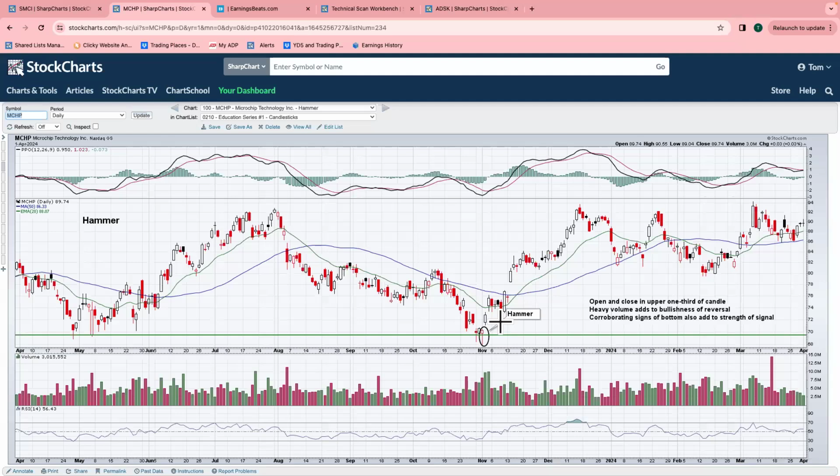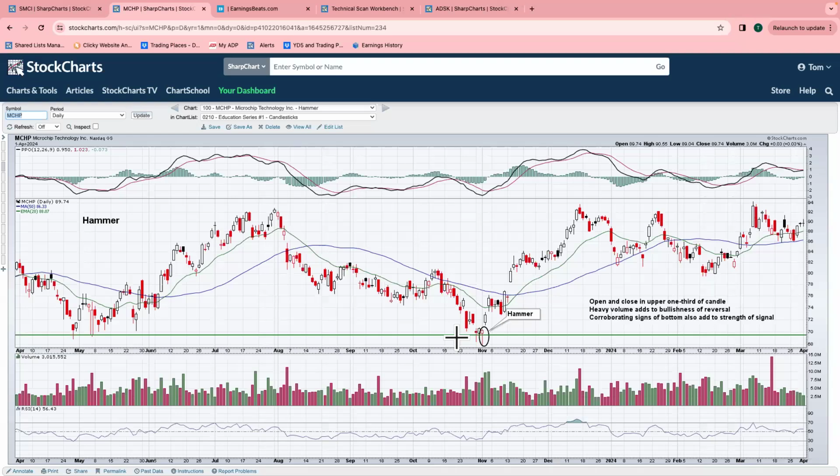The signal is the hammer itself. So what you're looking for with a hammer is, first of all, it needs to have an open and a close in the upper 1/3 of the entire candlestick. An upside down hammer, where you have a hammer at the bottom, at market tops or at charts where you see a top, sometimes that's a shooting star. I'll talk about that in a little bit. But what you want to see is a long tail to the bottom showing potentially a lot of folks selling and then a big reversal into the close, which tells us market makers likely are on this stock on the long side.